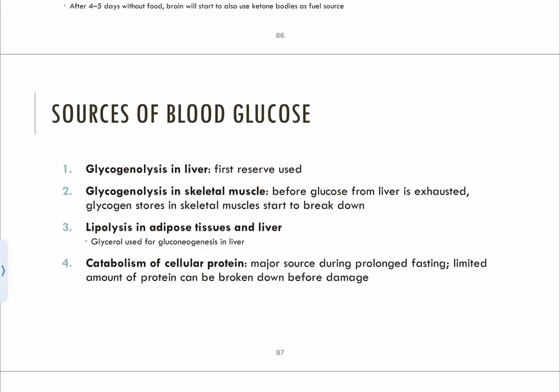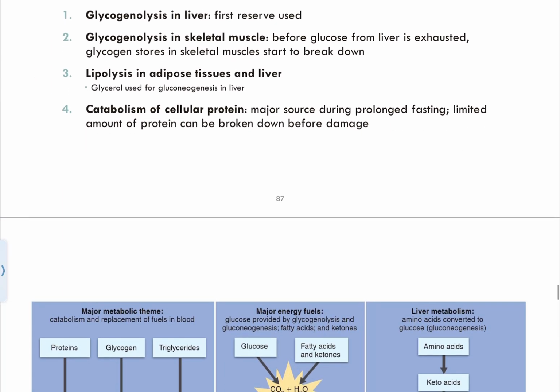Then we're going to start breaking down our fats. So we have lipolysis in adipose tissues as well as our liver, and the glycerol used for gluconeogenesis in our liver. And the last source of blood glucose is going to be from the breakdown of our cellular proteins. At this point, our proteins are going to be a major source of blood glucose if we are fasting for long periods or when we've depleted all of our glycogen and fat stores. And that's where we're going to have our amino acids go through deamination and ultimately be converted to glucose in the liver.